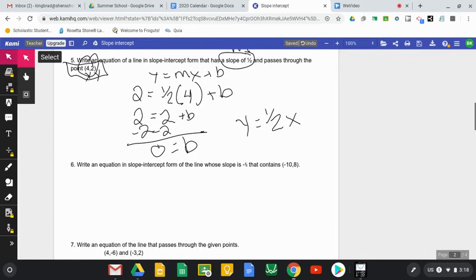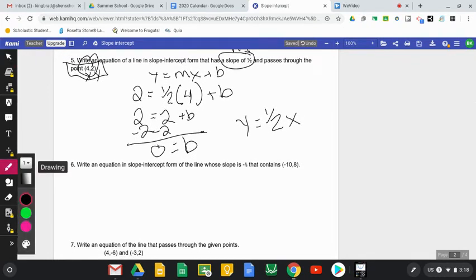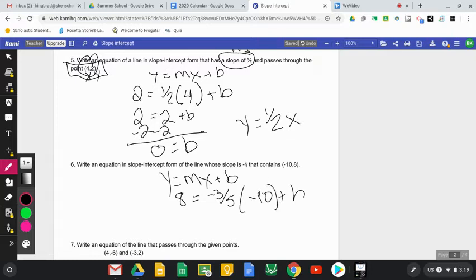All right, let's try this one more time. Write an equation in slope-intercept form of a line whose slope is -3/5 and contains (-10, 8). So I start with y equals mx plus b. What's going to go in for my y? Should have said 8. What's going to go in for my m? Should have said -3/5. Am I substituting in for my x or my b now? Should have told me my x, and that's going to be my -10, plus b.